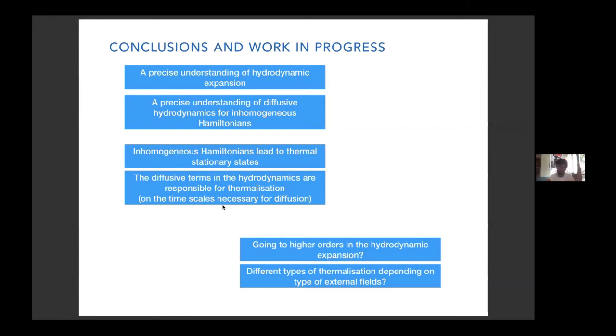For example, for the Lieb-Liniger coupling to density, we saw this relaxation of order L squared, but can we see, for example, a different type of relaxation depending on the external field? And with this, I'm done. Thanks a lot for your attention.